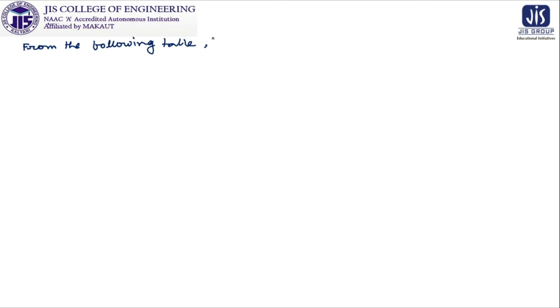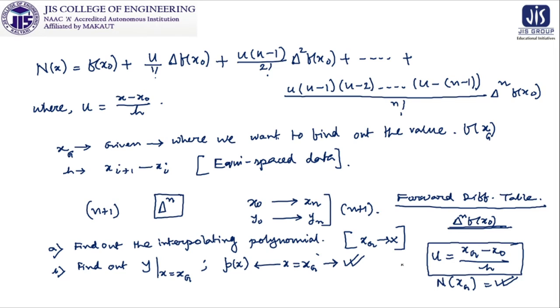From the following table, look at the question pattern. Find f(1.02). First of all, from the question, before going to the table, we can see that we have to find out the functional value at a given point. That means we can use directly this process to find out u first and then put it in the fundamental formula.